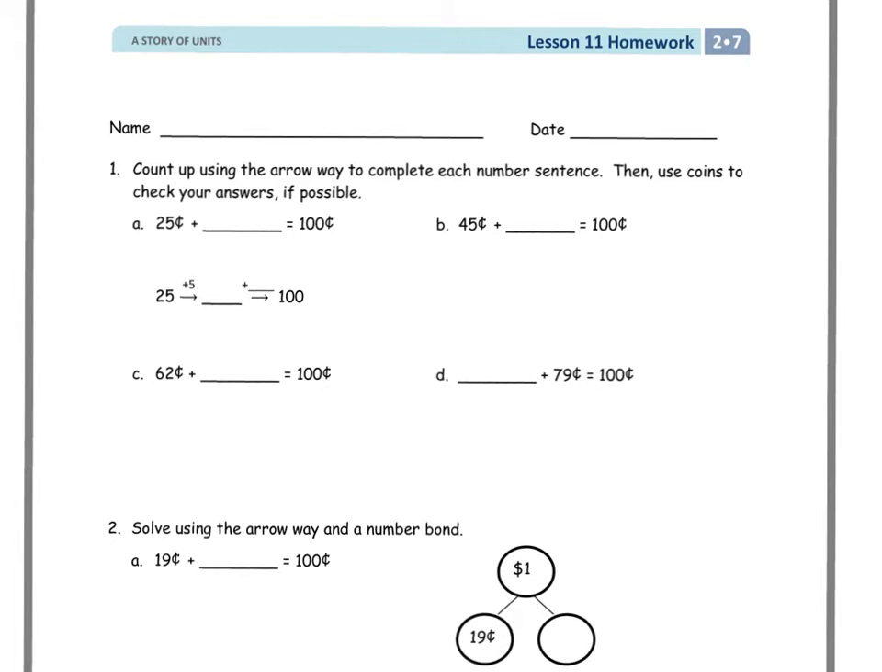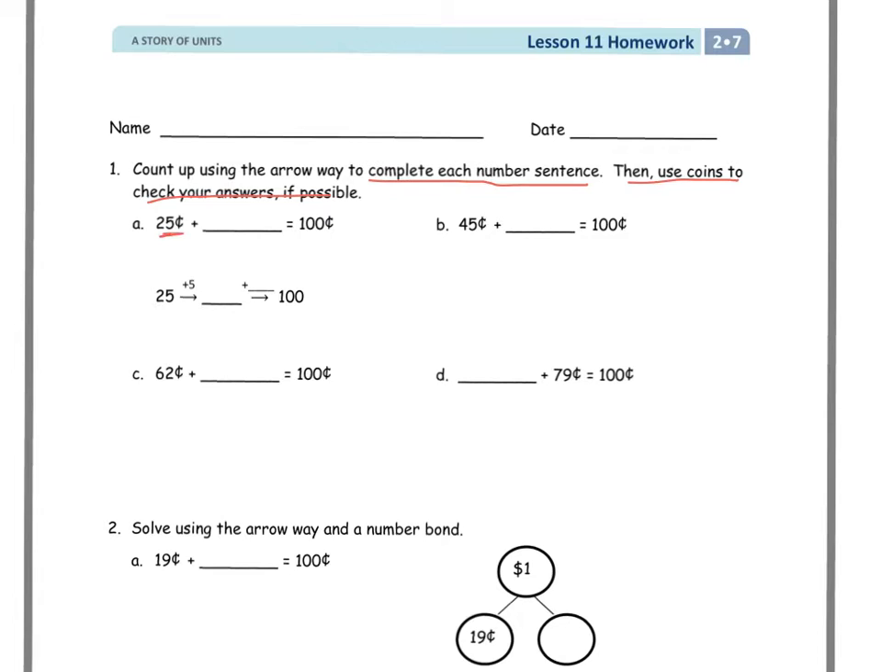The directions for number 1 state, count up using the arrow way to complete each number sentence. Then use coins to check your answers, if possible. So, I'm going to count up using the arrow way for question 1. And if I need to, I can draw coins to help out with it.